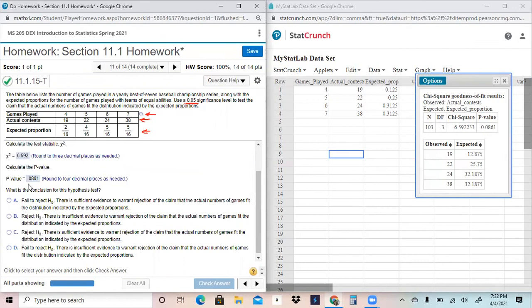Because the p-value is over 8% compared to a 5% significance level, we don't have to get the critical value. We know that the probability is higher than what we need for a significance level. Therefore, we will fail to reject the null hypothesis. There is sufficient evidence to warrant rejection, no. Fail to reject the null hypothesis, there's insufficient evidence to warrant rejection of the claim.